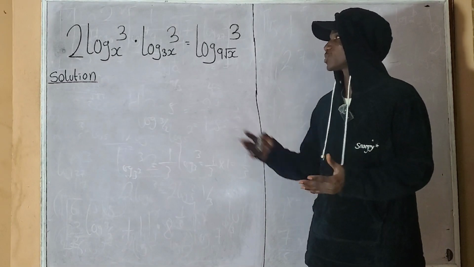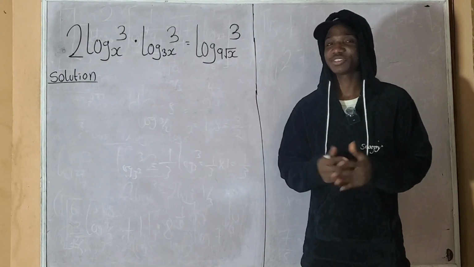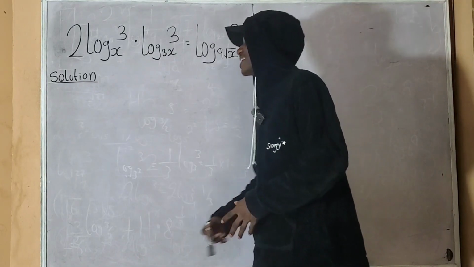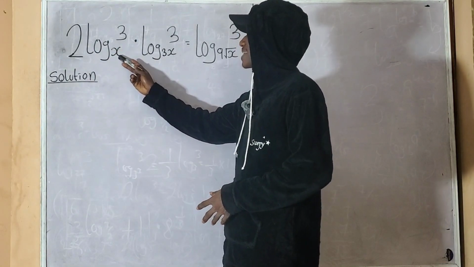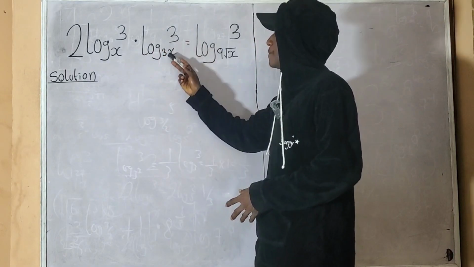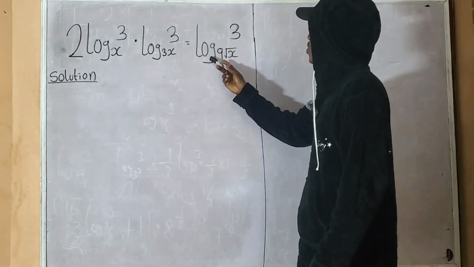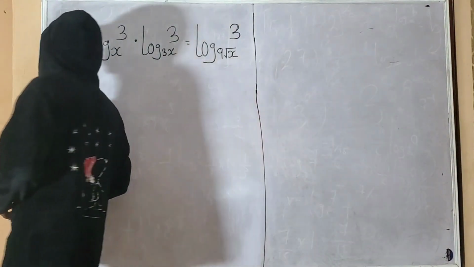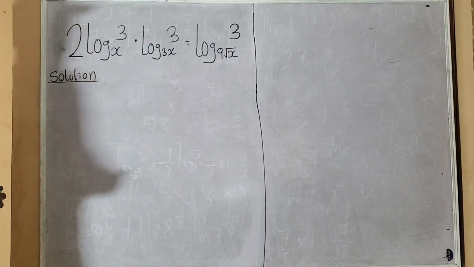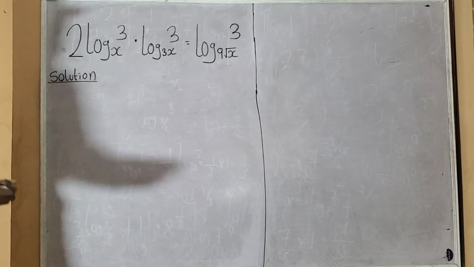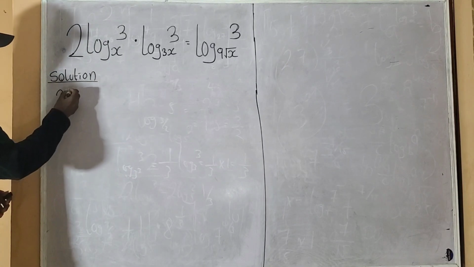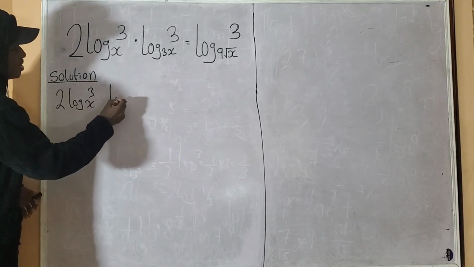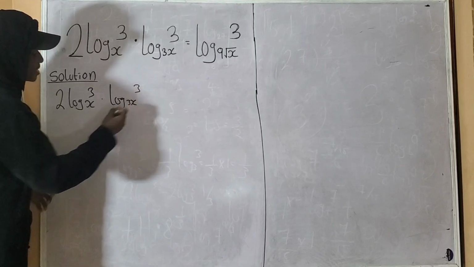Let me show you how to solve this logarithmic equation that we have on the board. Here we are asked to find the value of x in 2 log_x 3 multiplied by log_3x 3 equals log_9√x 3. Now, focus on the left-hand side of the equation first. At the left-hand side, we have 2 log_x 3 multiplied by log_3x 3.